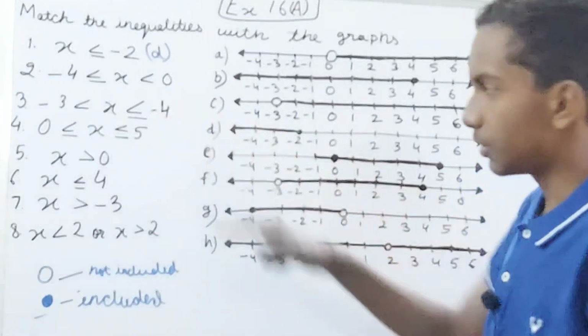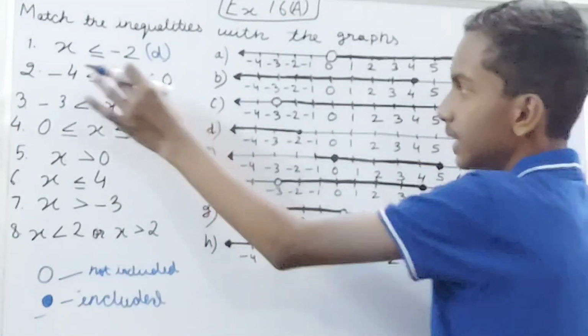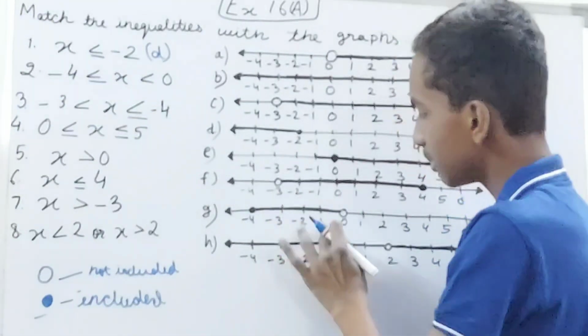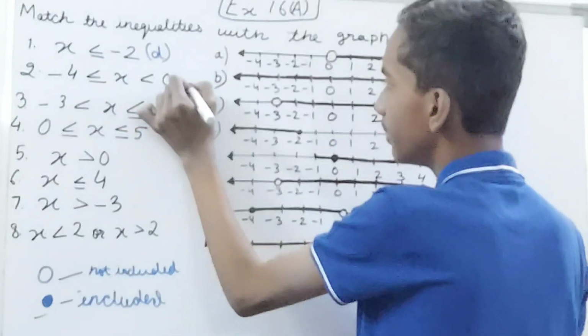This is less than 0. So this is representing what? This part, and the numbers between them are also shaded. That indicates that these numbers are also included. So option G will be correct.